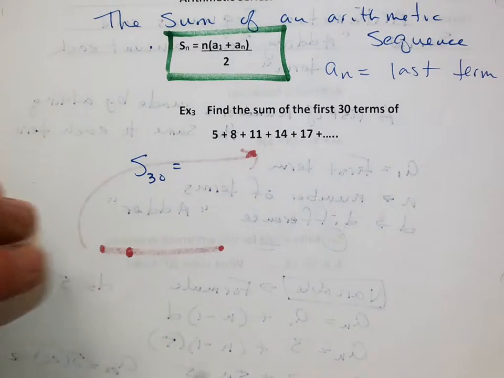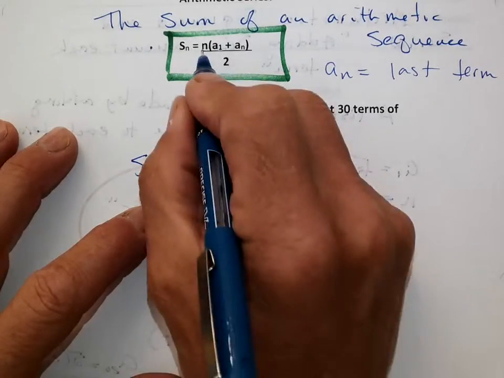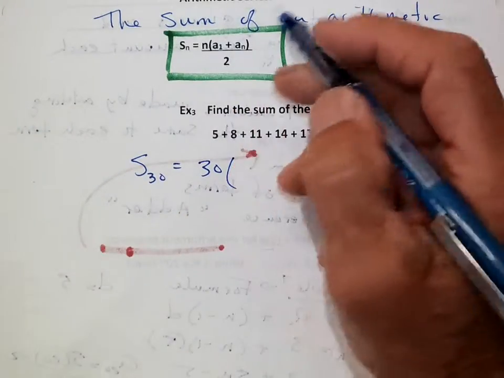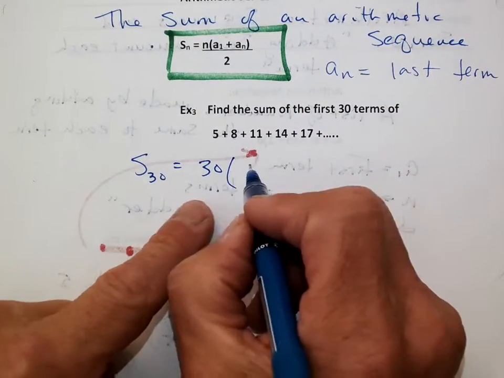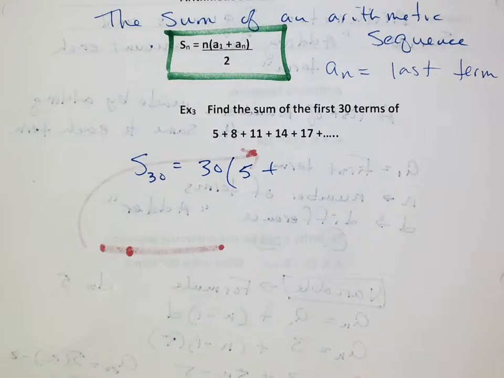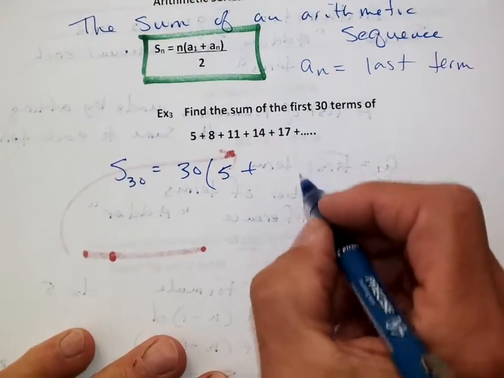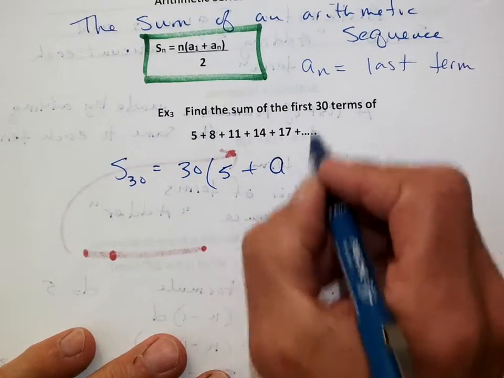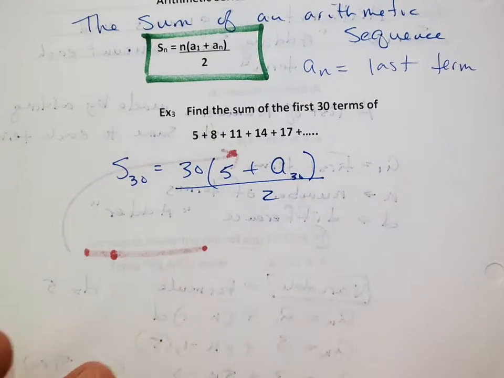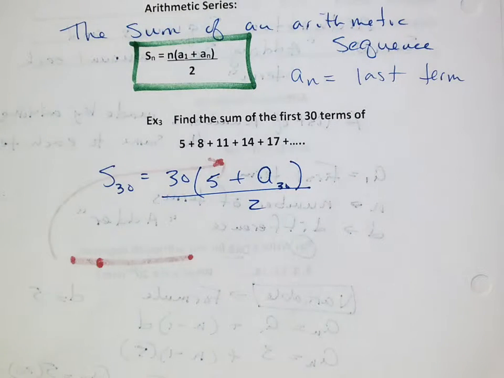Equals parentheses, n. N is 30, right? That's in our formula. N is 30, number of terms 30. A1, I know A1 is 5, plus A n, or A30. So what I'm missing, I need the first term, and I need the 30th term. I don't have the 30th term.